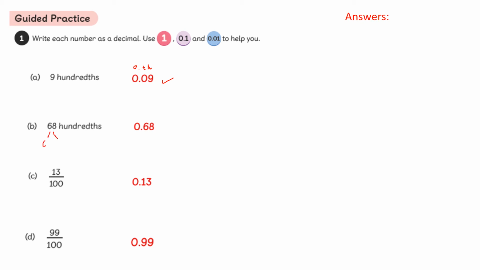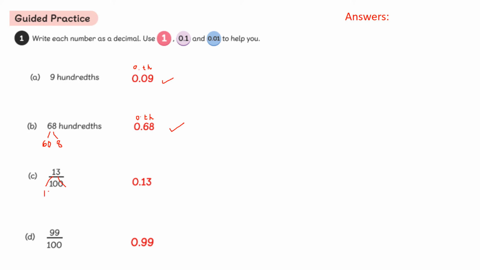Now, question B, we've got 68/100ths. Now we know that if we were going to partition that would give us 6 tens or 60, and then 8 of those hundredths left. So we know as a decimal we'd be able to write that as 0.68 because there's nothing in the ones column, there's 6 in the tenths column, and 8 in the hundredths column.